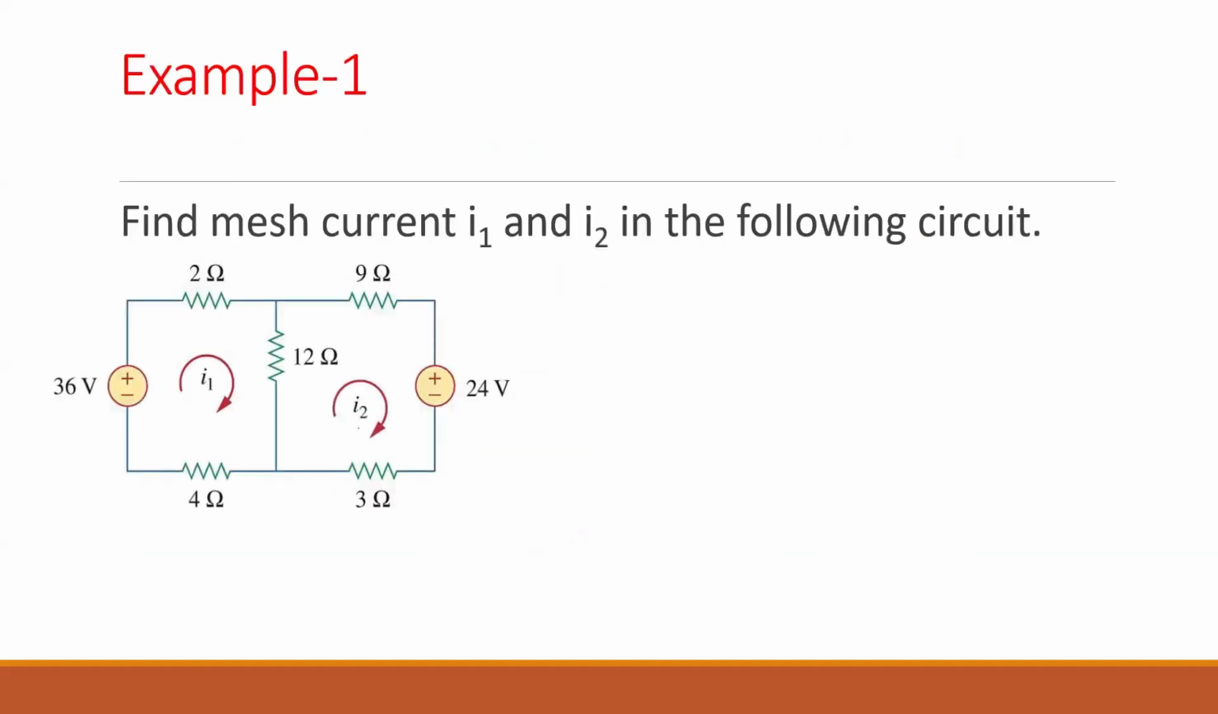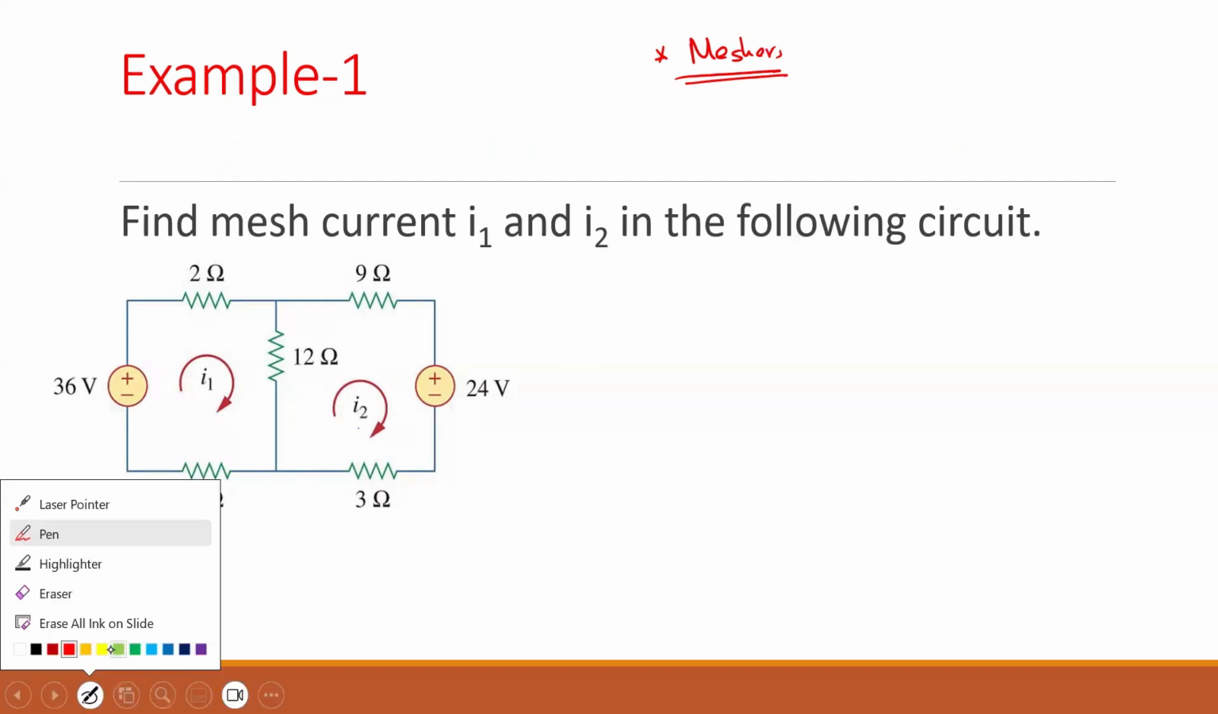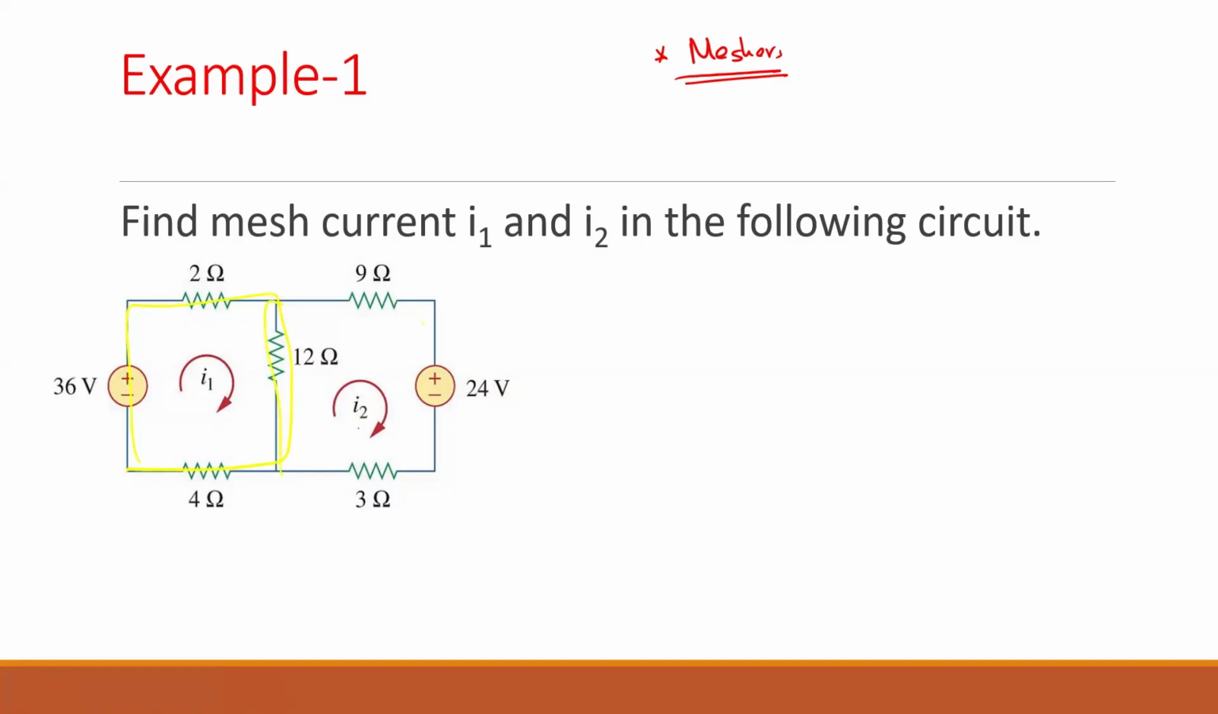So first, let's take this as an example. First, we have to identify the meshes. A mesh is a closed loop, but inside the mesh, there can't be any other closed paths. So this is a mesh, this is a mesh, and this is a mesh. But we can't take the whole thing as a mesh, because inside it we have another two meshes. A mesh is a closed path where we have just one loop. We can't have other loops inside the closed path.